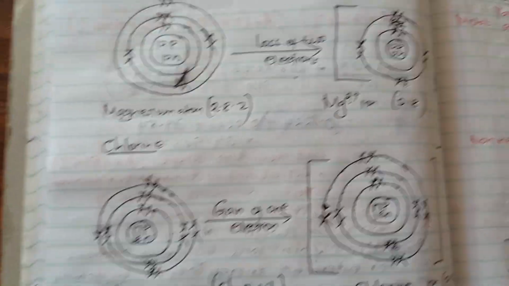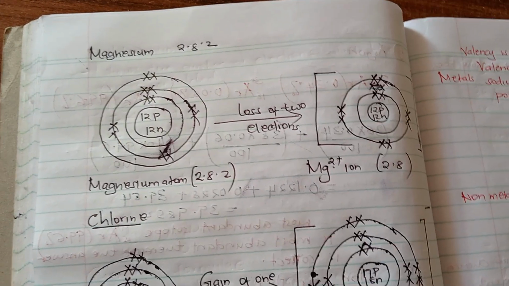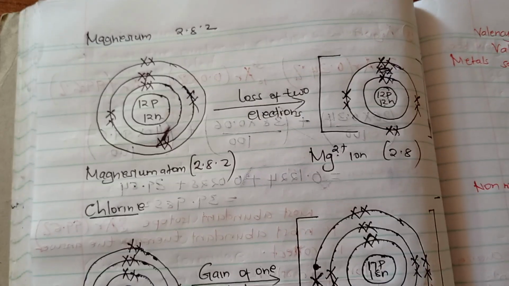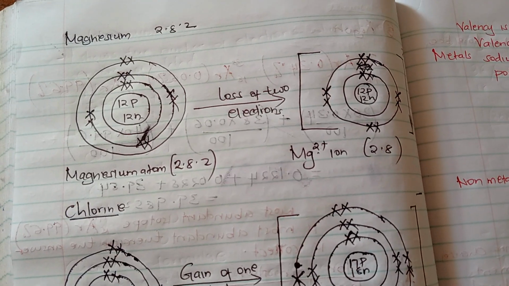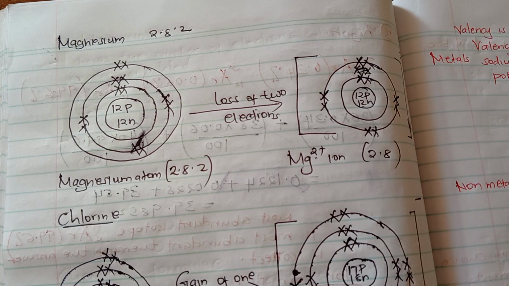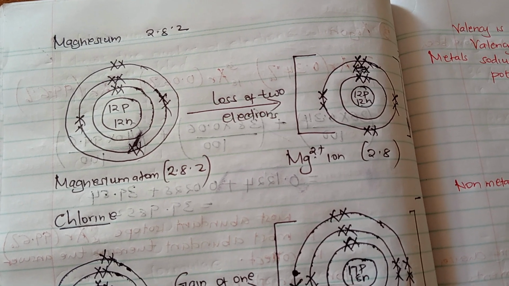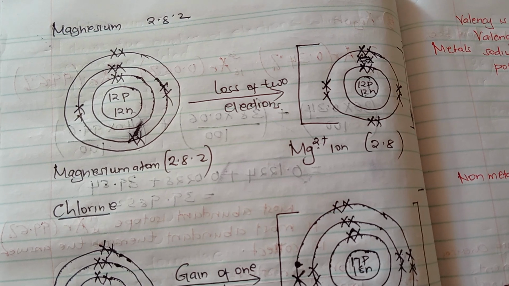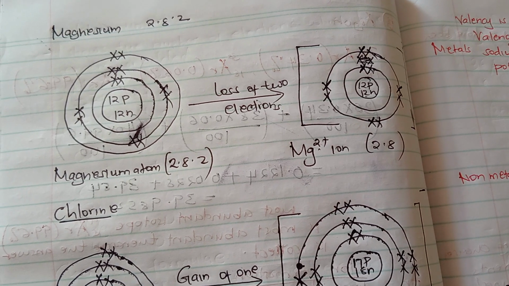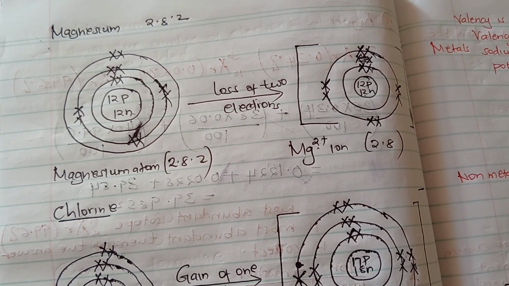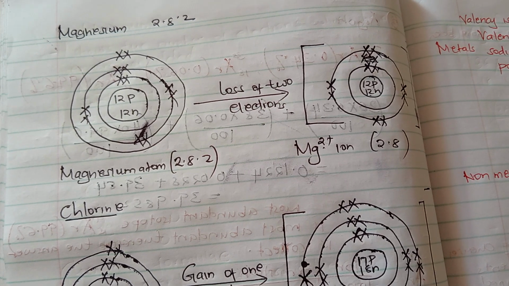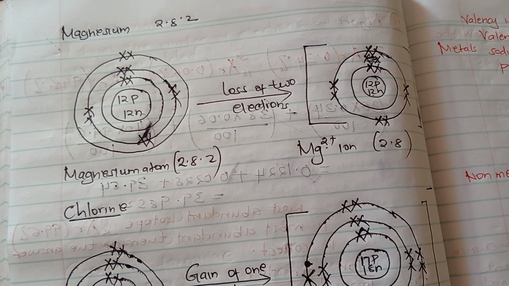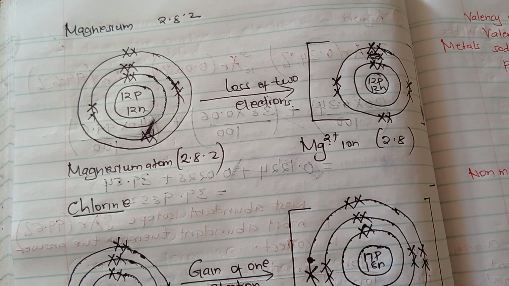We have another one here, magnesium. For example, the electron configuration of magnesium is normally 2.8.2. So magnesium will easily lose the 2 outermost electrons instead of gaining 6 electrons to become stable, and therefore magnesium will become a magnesium ion, which is 2.8, and it will lose the outermost energy level, forming a Mg2+ ion because it has lost the 2 electrons.